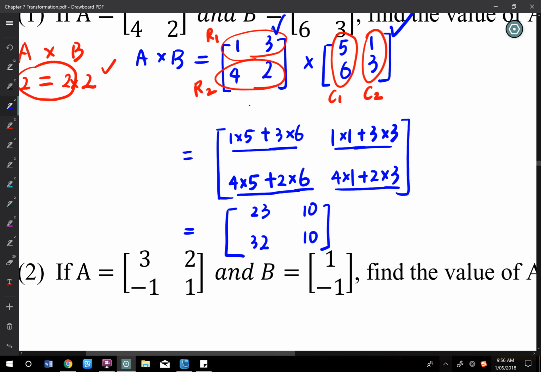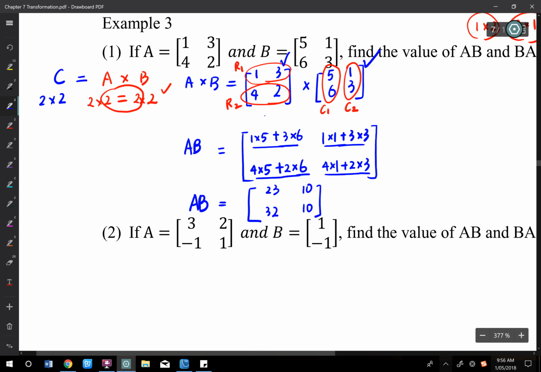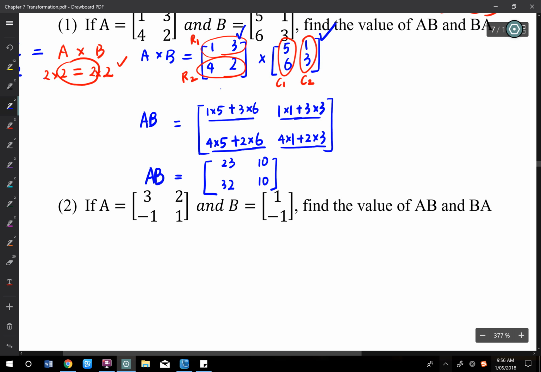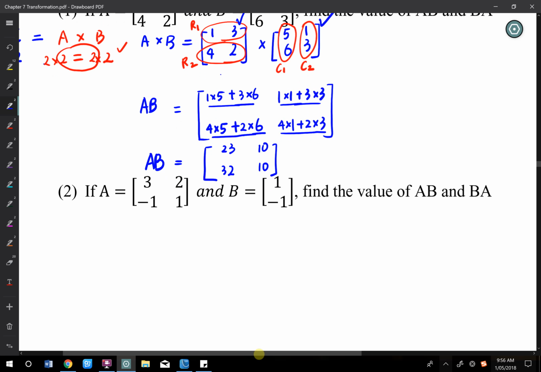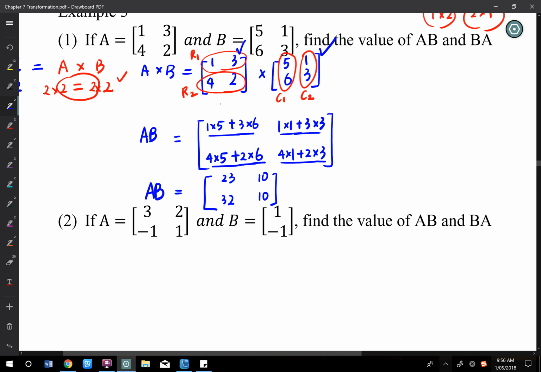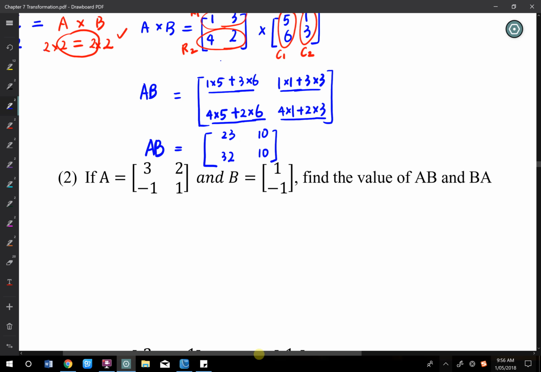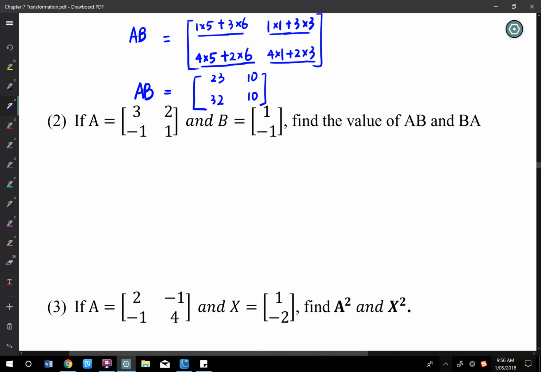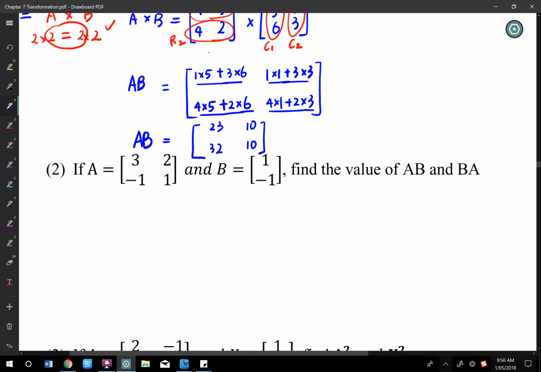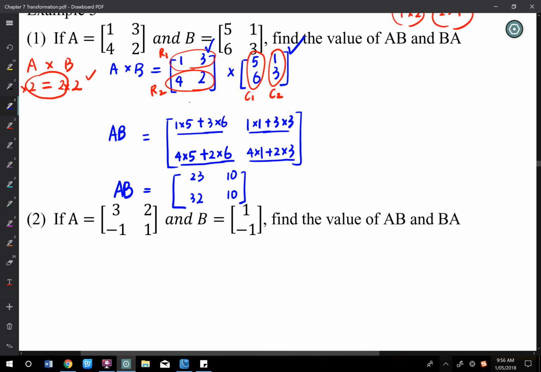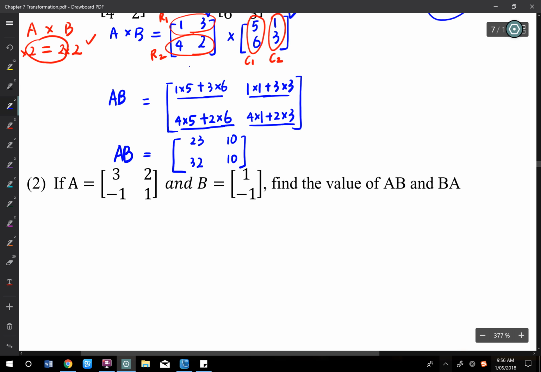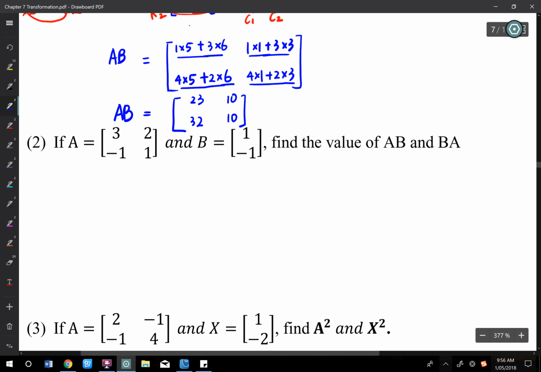Okay, so that's the answer for A times B. Okay, I'll do another example for you. Well, I haven't done B times A yet, but let's see example 2 first.